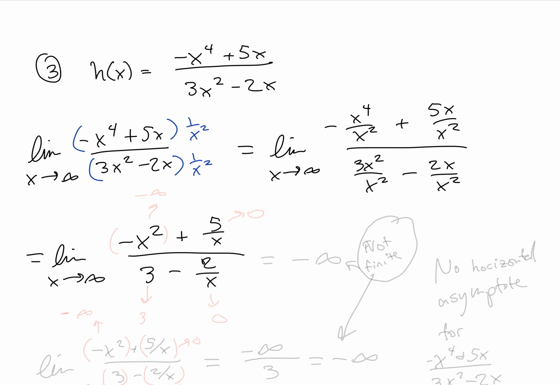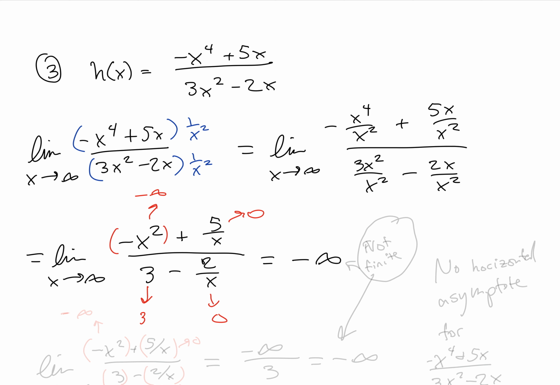So what happens to each of those terms? So 3 continues being 3, 2 over x goes towards 0, 5 over x goes towards 0, negative x squared. As x goes towards infinity, the whole term negative x squared is going towards negative infinity. So the limit of this function is negative infinity as x approaches infinity.